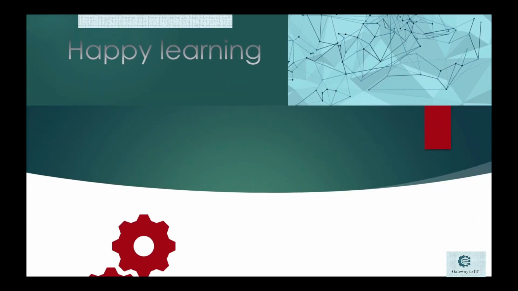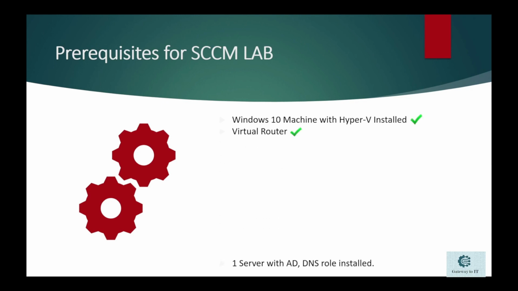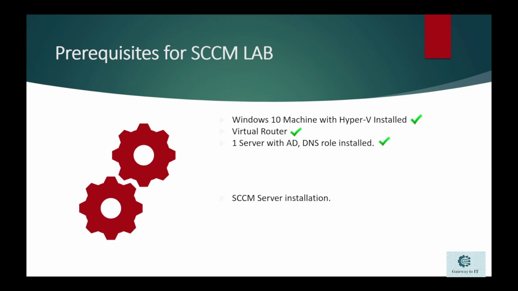And today we're going to discuss the prerequisites for SCCM installation or SCCM lab. So, if we look back, we have already installed Hyper-V, and now we have already installed the virtual router. Also, we have one server with the AD role installed on it. So these prerequisites have already been completed. Now, the next prerequisite which is pending is SCCM server installation.